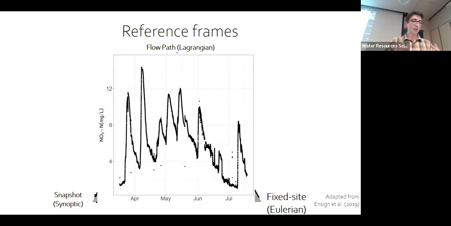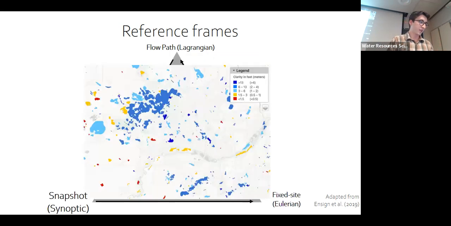So the fixed site Eulerian sampling, think like a gauging station at a watershed outlet. So you have this continuous temporal record, but it's just at a single point in space. This snapshot synoptic sampling, you have measurements that cover this really wide area of space. This is Lake Minnetonka. This is a screen grab from Lake Browser, which is a University of Minnesota tool. But all of this was captured at a single instant in time.